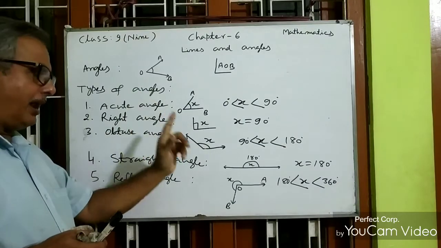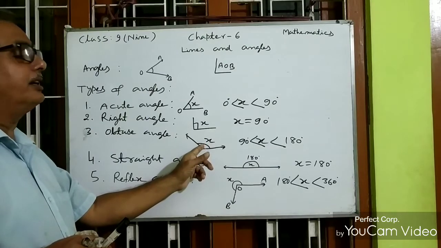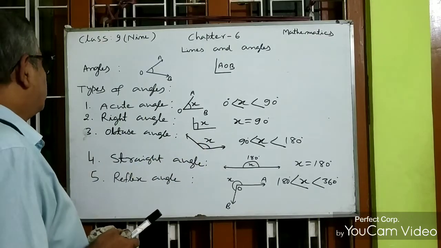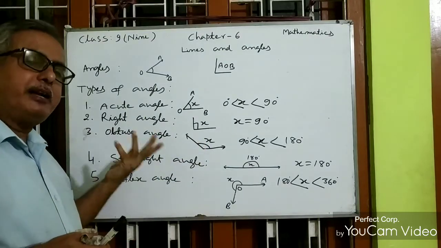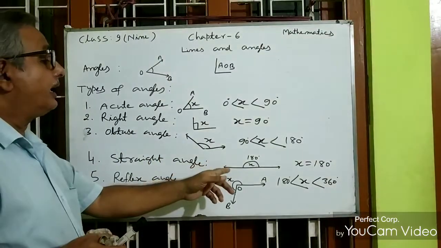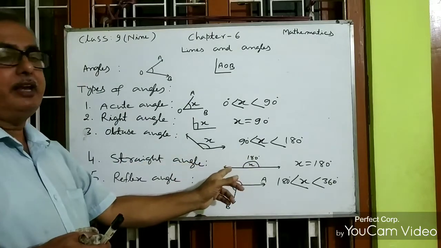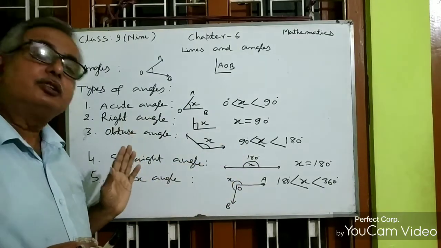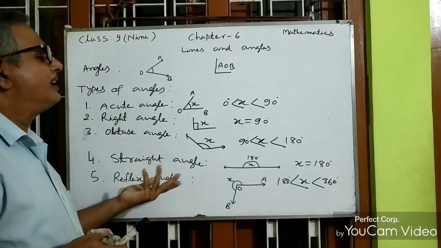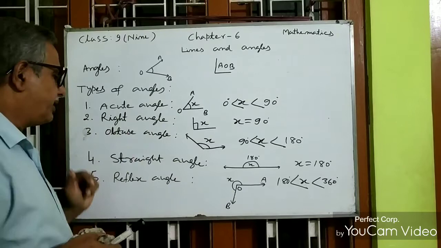Obtuse angle: an angle of measure greater than 90 degree but less than 180 degree is called an obtuse angle. Straight angle, by name itself you understand. If an angle formed on the straight line, the angle is called a straight angle. Or you can tell simply, an angle of measure 180 degree is called a straight angle.